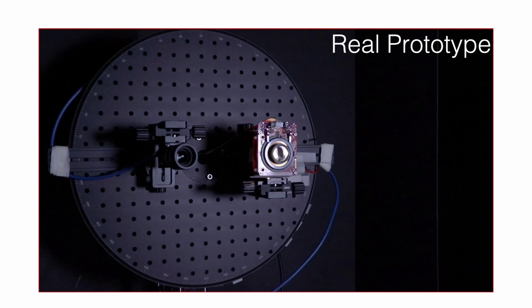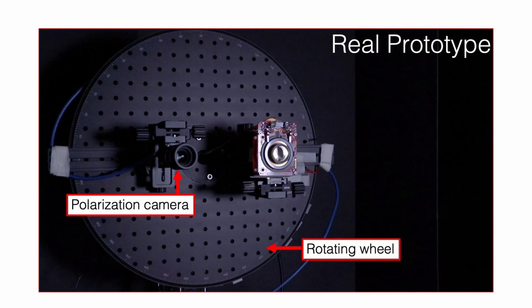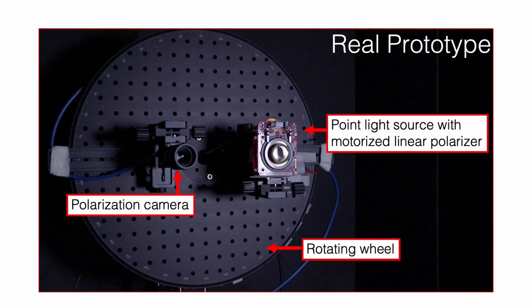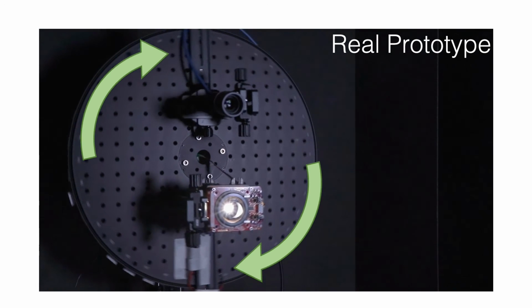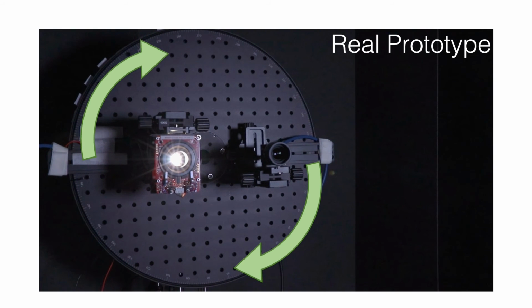We also perform real experiments for validation. We build a prototype system that uses a rotating wheel to precisely exchange the camera and light source positions. We use a polarization camera to capture the polarimetric image in 1 shot. And we use a point light source with motorized linear polarizer to produce horizontally and vertically polarized lighting. To capture a reciprocal pair, we rotate the wheel by 180 degrees.